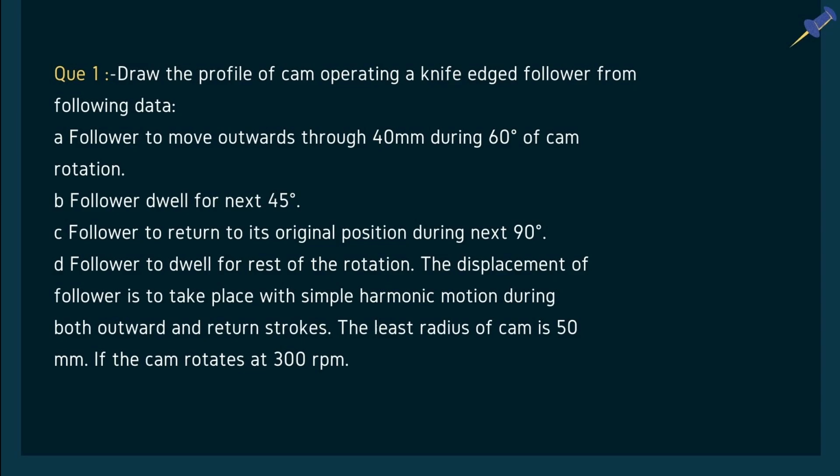First we write all the angles. So theta o is equal to 60 degree. Follower dwell is 45 degree. So theta w, that is dwell angle, is 45 degree. In the same way we have the return angle of 90 degree. So theta r is equal to 90 degree, and dwell for the remaining is 165 degree. Summation of all these angles is 360 degree. Then the stroke of the follower is 40 millimeter and minimum radius of the cam is 50 millimeter. Here the motion is simple harmonic motion. Let's start our solution.